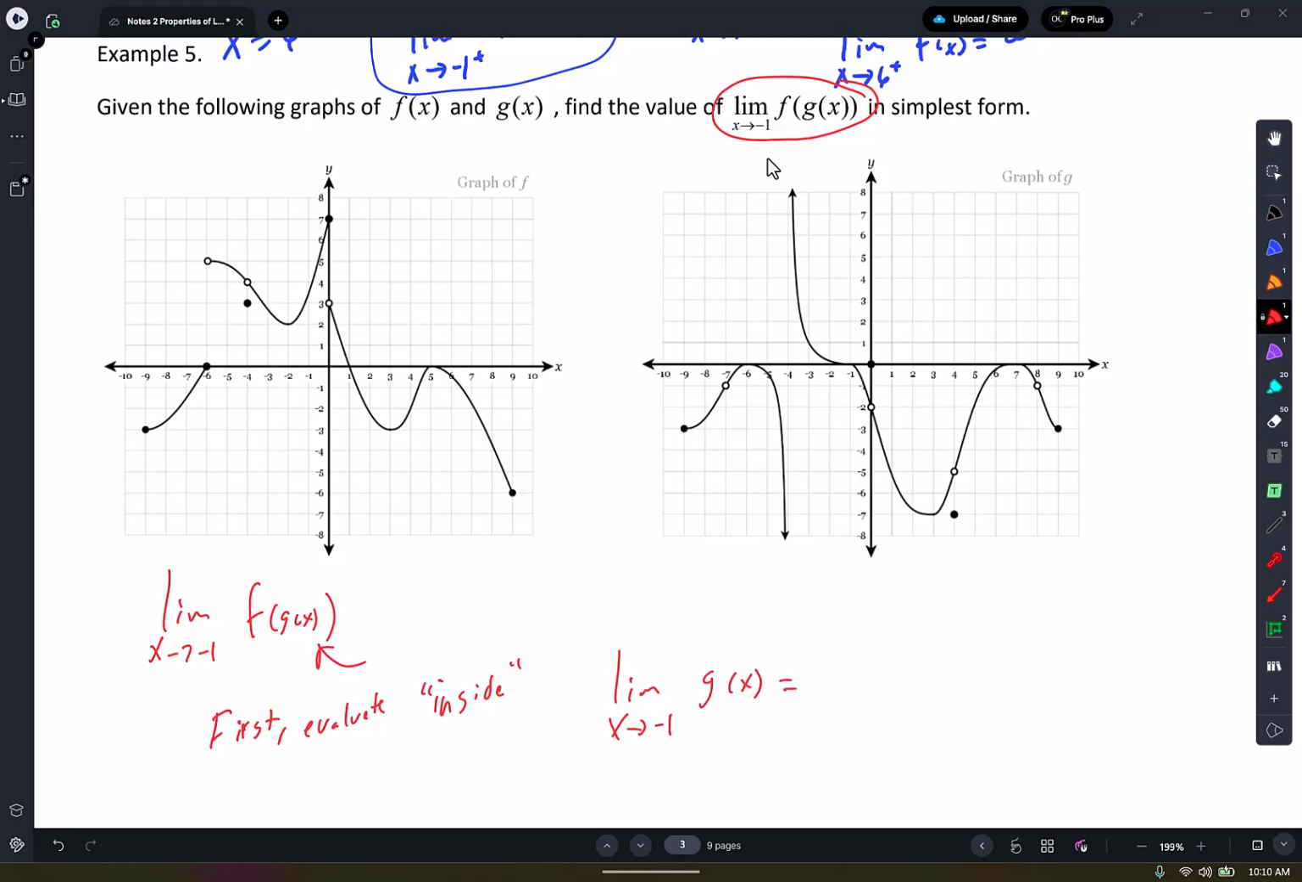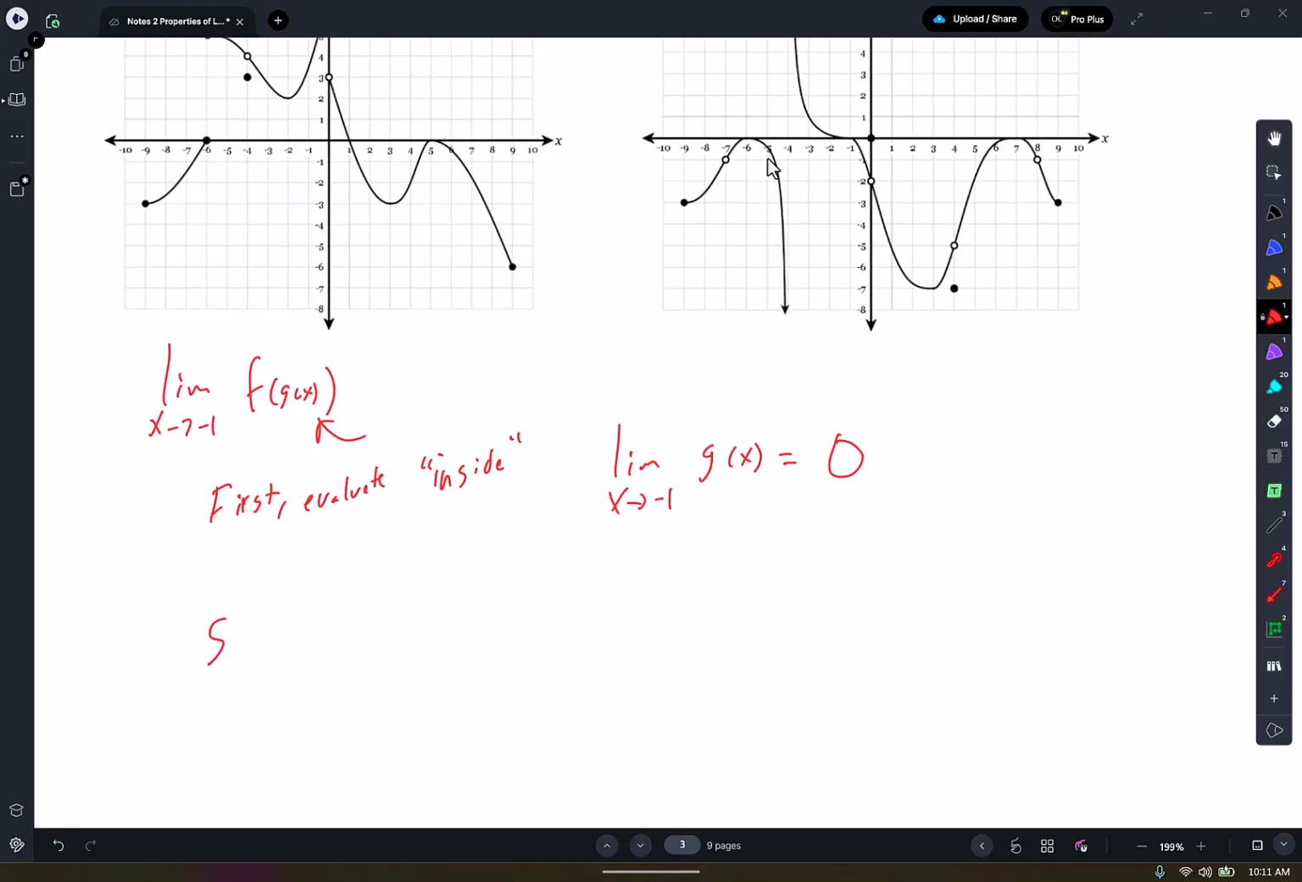And I'll slow down. So I look at my g of x function and I see what's happening as x approaches negative 1 for g of x. As x approaches negative 1 for g of x, that limit is, what do you think? What is that limit? The one on the right. It says graph of g. As x approaches negative 1 for g of x, the limit is 0.